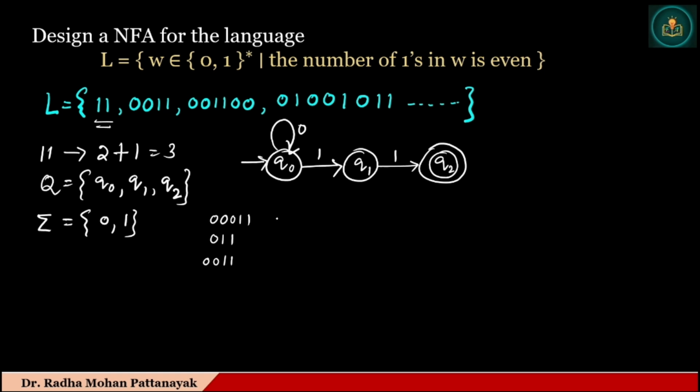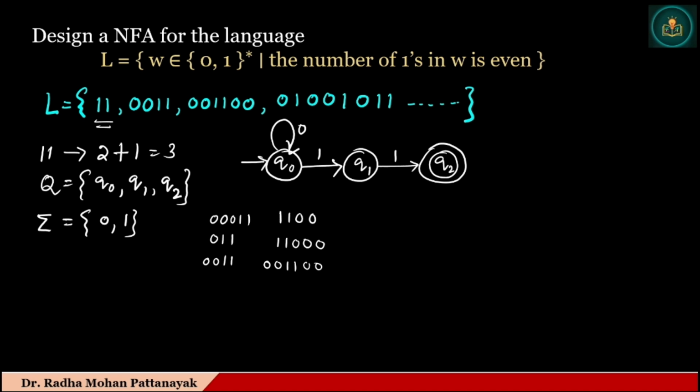For example, let 1 1 0 0 1 1 0 0 0. Clear? 0 0 1 1 0 0. Clear? It means any number of zeros after the even number of ones. So here this is our final state. In this state we are reaching with an even number of ones, right? And after this, how many zeros are present, we don't know.